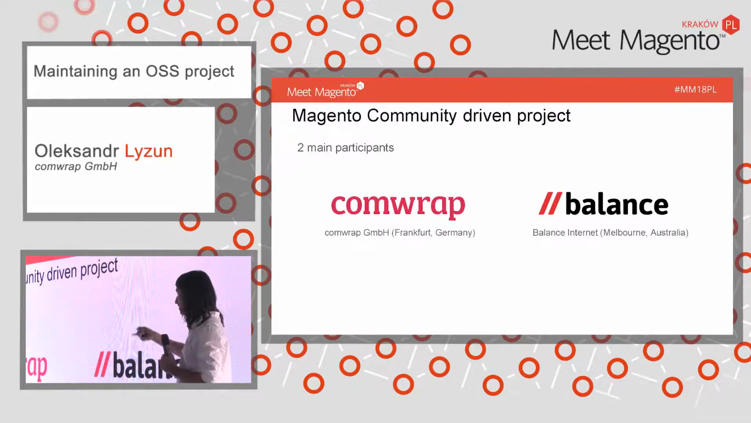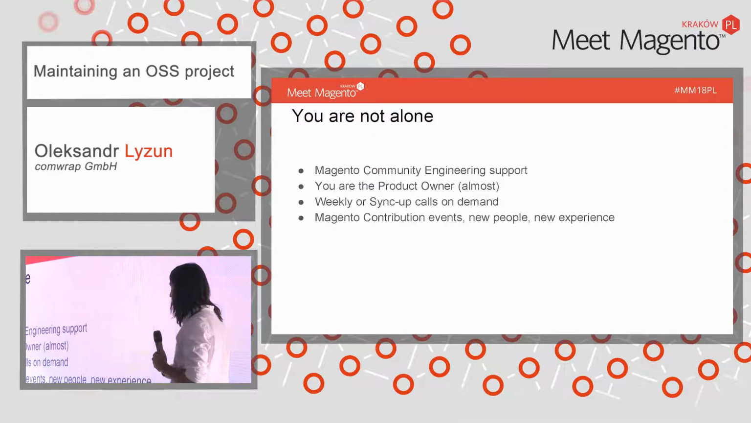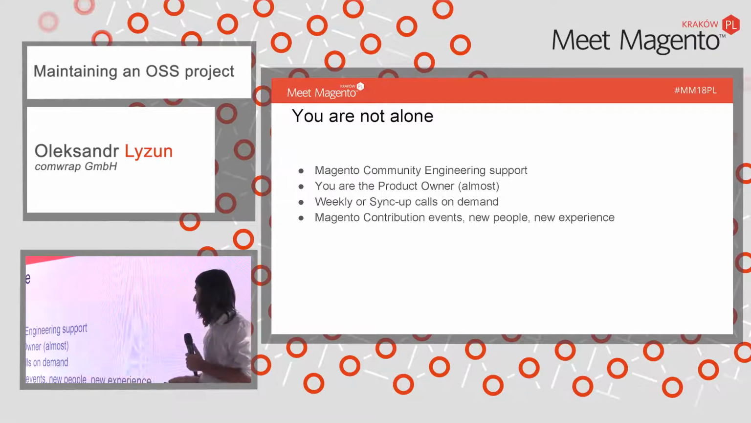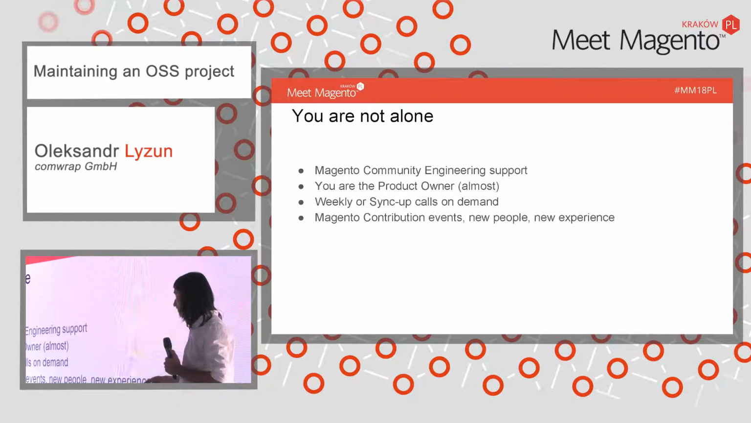Our project was developed by two main participants: Comwrap, that's our company, and Balance Internet, who are located in Australia. And like I said, there was a very good presentation from Miguel, who explained this. On this project, you have the full support of the Magento team. You have a weekly meeting with the Magento team and the community where everybody can join. And if you're not really developing this functionality right now, you can still join, get new ideas from it and learn something, which is also nice.